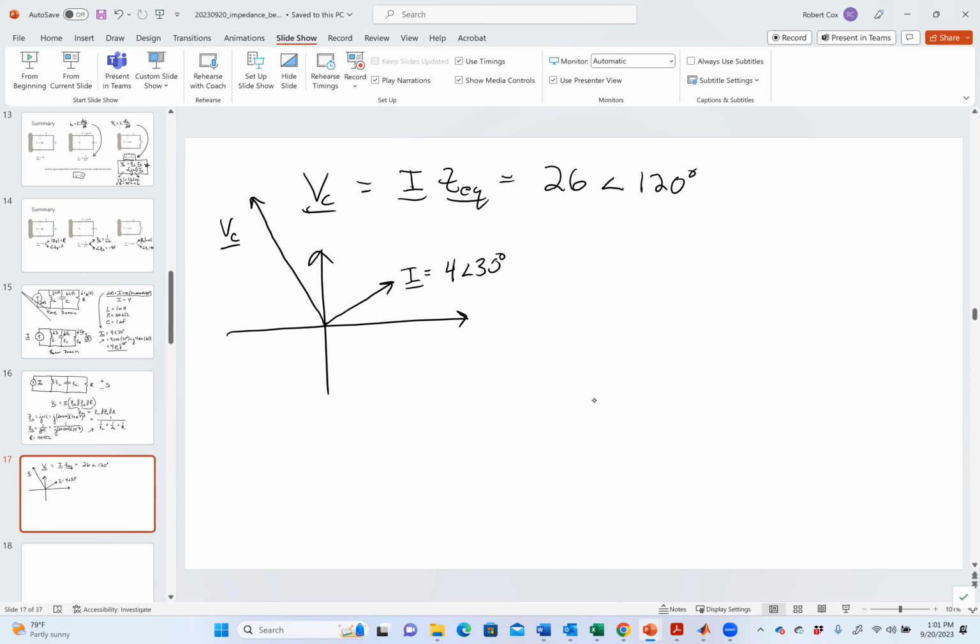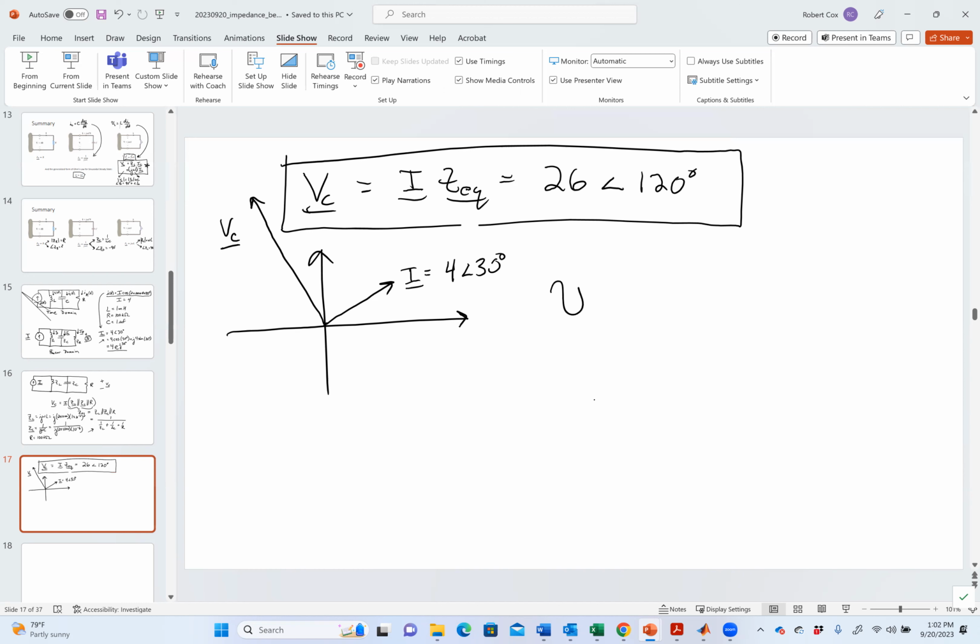All right, so I want to talk about what this guy is in the time domain. Okay, so if I told you V sub C is this phasor, I want you guys to tell me, what is V sub C of t going to look like? What would be the time domain function? It's a cosine, right? What's its amplitude, frequency, and phase?